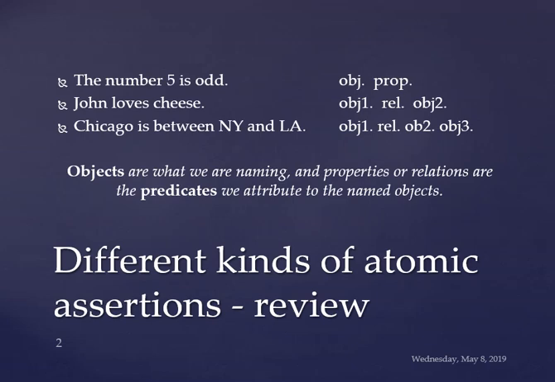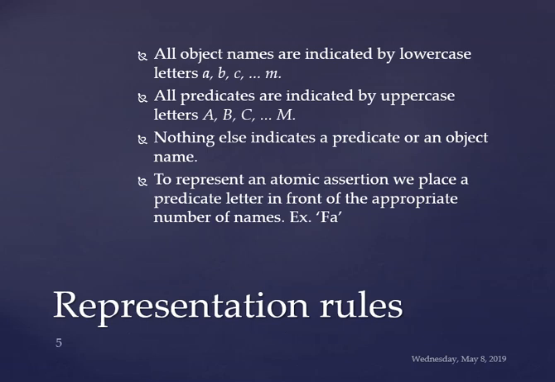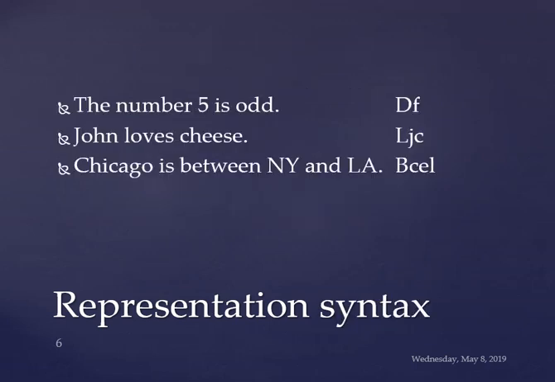Basically, what I want you to understand is the difference between object and property, and how object and property are going to be represented in our language. Object names are indicated by lowercase letters A through M in our textbook. Meanwhile, predicates are indicated by uppercase letters A, B, C through M. Nothing else is. If you want to represent an atomic assertion, you place the predicate letter before the name.